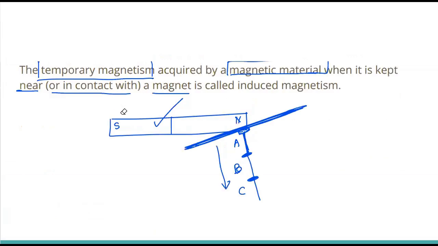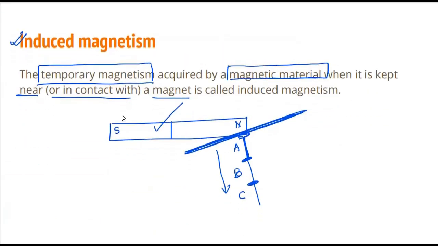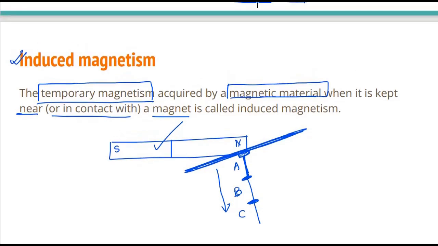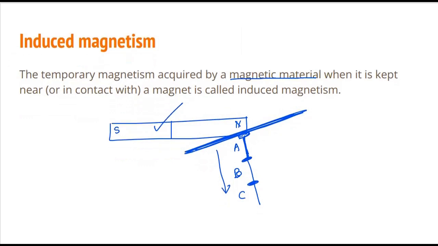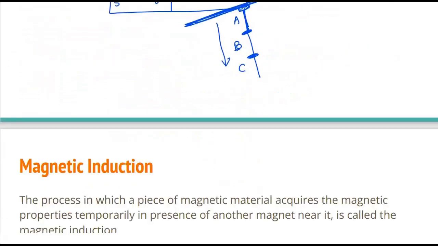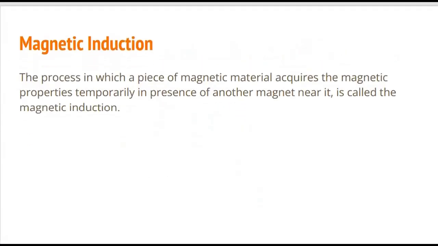This magnetism is known as induced magnetism, and the phenomenon that has occurred is known as magnetic induction. The terms are very similar. When you say induced magnetism, you are referring to that temporary magnetism. And when you say magnetic induction, you are referring to the phenomenon by which induced magnetism is happening. So induced magnetism is the temporary magnetism, and magnetic induction is the phenomenon, the process that is happening over there.